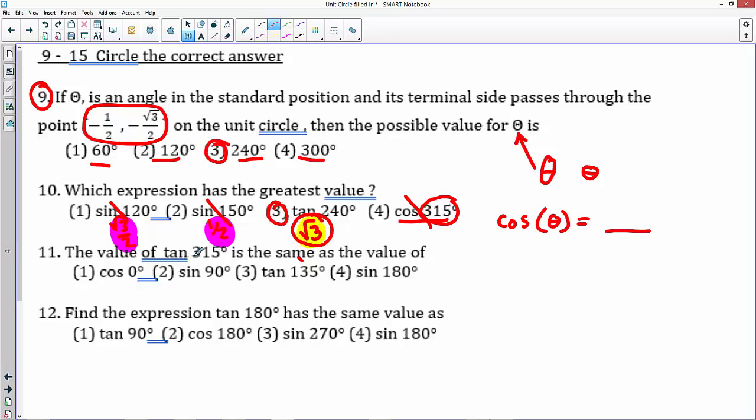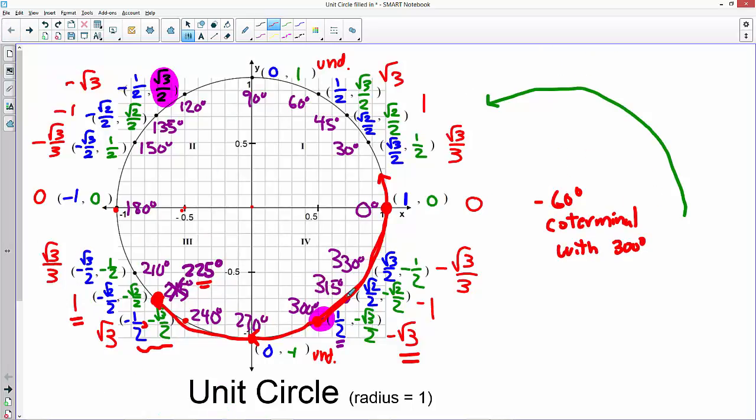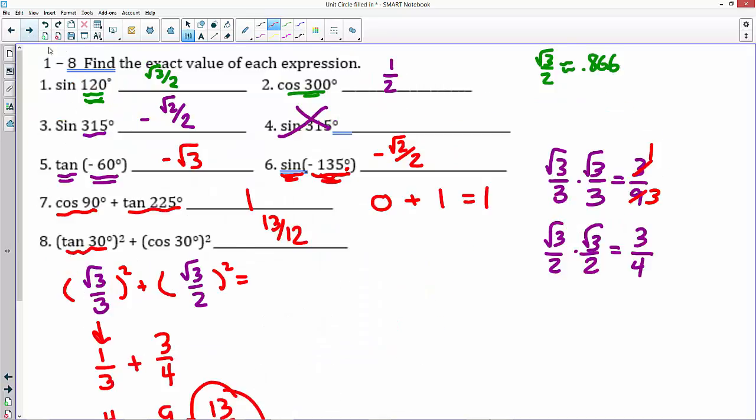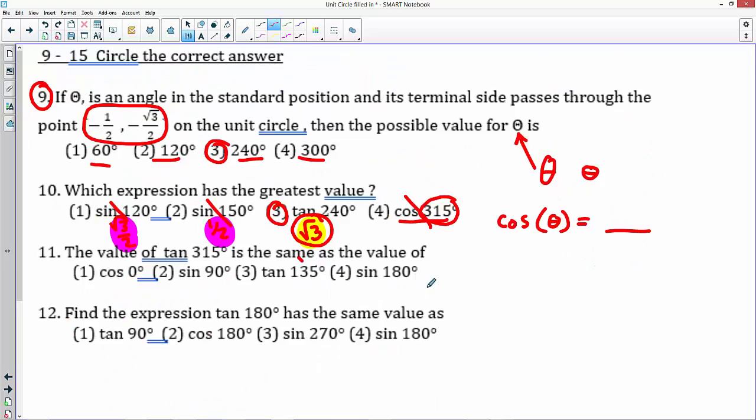Okay, 11, the value of the tangent of 315 is the same as the value of what? So we're just going to look all 5 of these up, right? We'll start with tangent of 315. So we go to the 315 dot, which is right here, and we look at the slope, which is right here, -1. So basically, they're really asking you to say which of these equals -1. Well, cosine of 0 we know is 1, sine of 90 is 1, sine of 180 is 0.